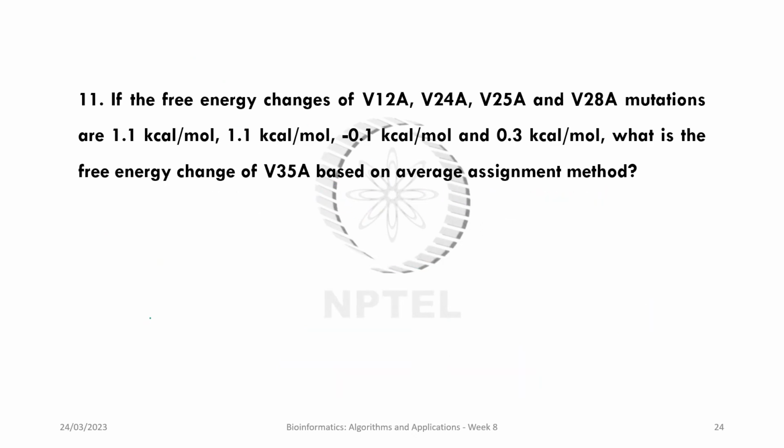Okay, let's look at question 11. If the free energy changes of V12A, V24A, V25A, and V28A mutations are 1.1 kcal per mole, 1.1 kcal per mole, minus 0.1 kcal per mole, and 0.3 kcal per mole, what is the free energy change of V35A based on the average assignment method? So, what should you do?